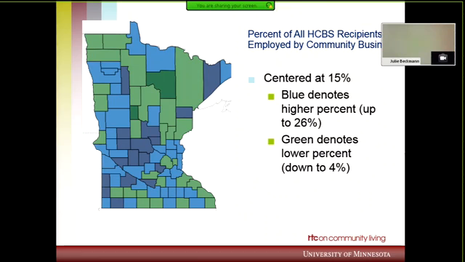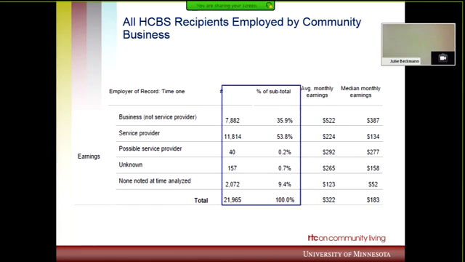And what this is attempting to tell, and what you'll see soon, is the percentage of people employed by a community business that is not a provider. The darker the blue, and the blue means it's over 15% and further away from 15% higher, and green and darker green means it's below that 15% and further away. Okay, so this is what it looks like.